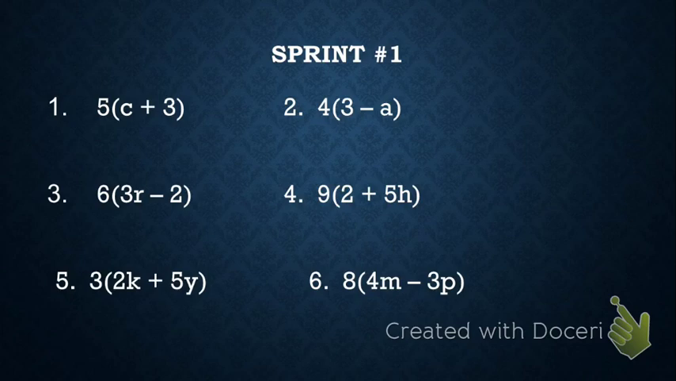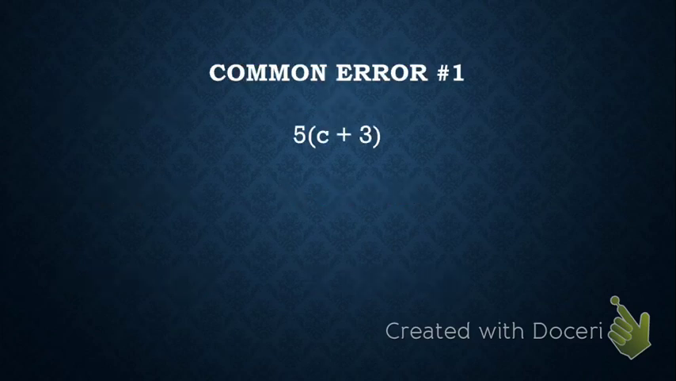I'm going to go ahead and do a couple of modeling problems and then 2 step-out questions, and then I'll reveal the answers for sprint number 1. This first problem, 5 times c plus 3, we're going to go ahead and use the distributive property to simplify.